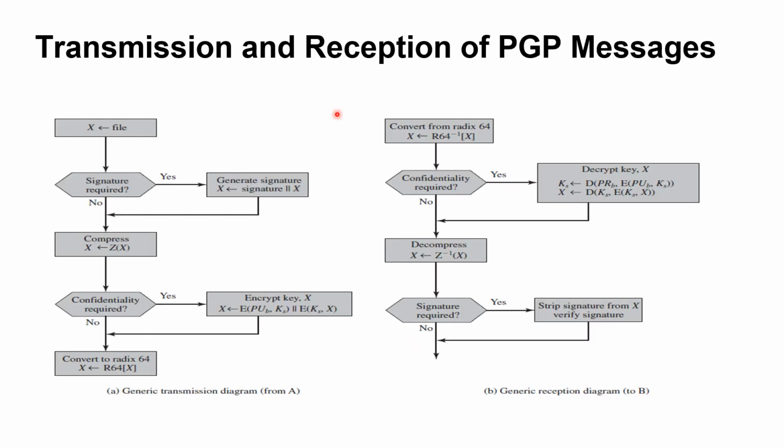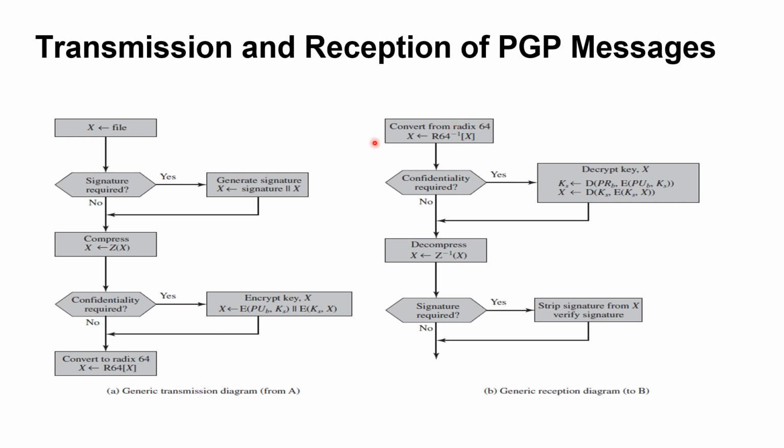So this diagram explains the transmission and reception of the PGP message, whatever we have explained right now. When a file has been generated, if a signature is required, it will generate a signature. If not, it will go on to the compression algorithm. If confidentiality is required, it will encrypt, and finally a conversion to Radix-64 will happen.